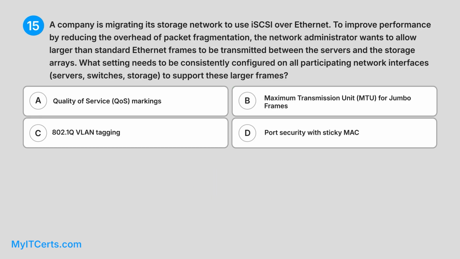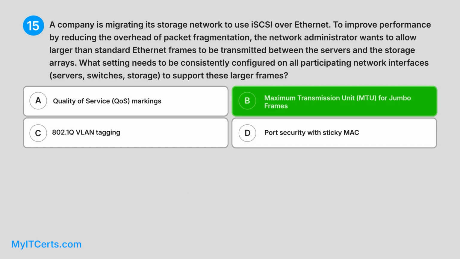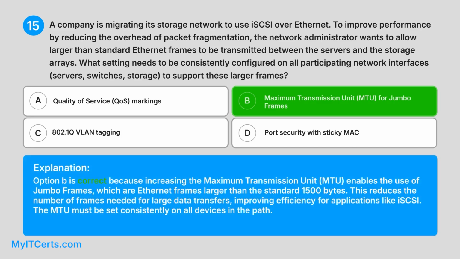Correct answer, B. Maximum transmission unit, MTU, for jumbo frames. Explanation. Option B is correct because increasing the maximum transmission unit, MTU, enables the use of jumbo frames, which are Ethernet frames larger than the standard 1500 bytes. This reduces the number of frames needed for large data transfers, improving efficiency for applications like iSCSI. The MTU must be set consistently on all devices in the path.